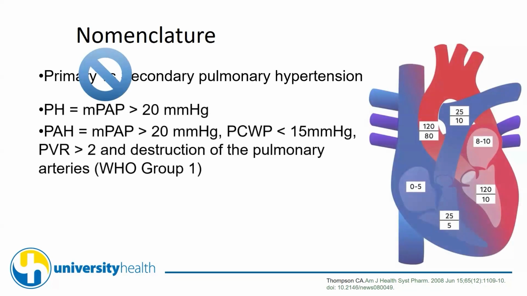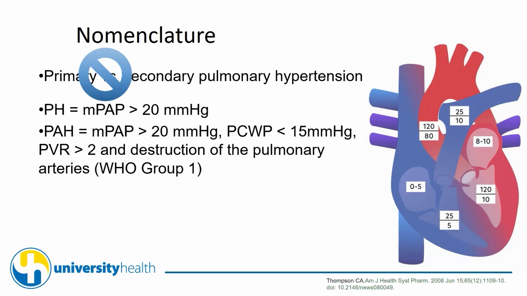So pulmonary hypertension, or PH, is an umbrella term. It just means the pulmonary artery pressure is above 20. Versus pulmonary arterial hypertension, that is implying that the pulmonary arterial pressure is above 20, the pulmonary capillary wedge pressure is less than 15, the pulmonary vascular resistance is above 2, and you're suspecting a primary destruction of the pulmonary arteries. Or in other words, this is a WHO Group 1 classification.